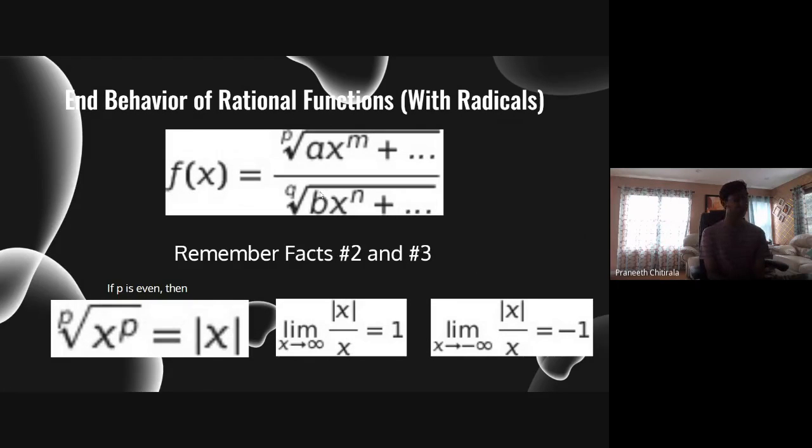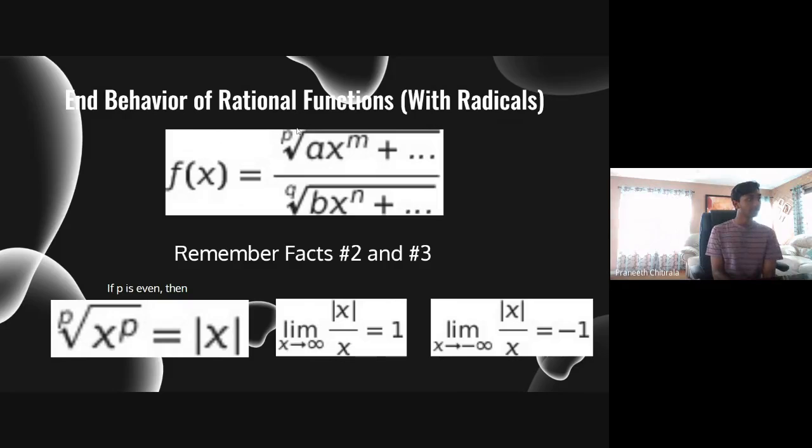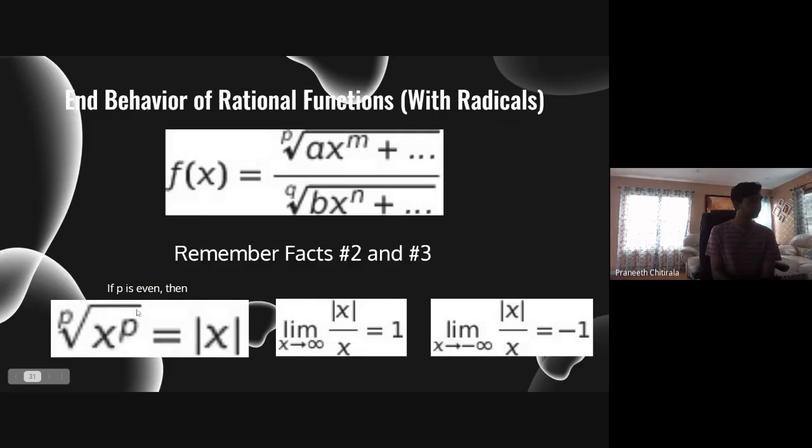So now we're going to talk about the end behavior of rational functions again, but this time with radicals. So we have these two extra terms. We have p, the root of the numerator, and q, the root of the denominator. This time we should remember facts 2 and 3. So if p is even, then this becomes the absolute value of x. And yeah, we've gone over these two again.